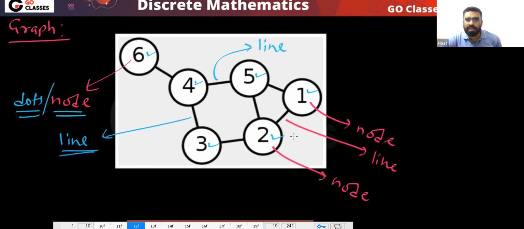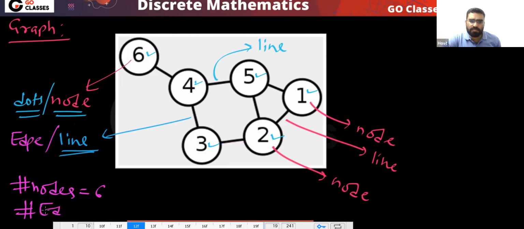Okay, so tell me how many dots we have, like how many nodes we have, the number of nodes in this graph. So total 6 nodes we have. And what is the number of lines? Another name for line is edge. This line is called an edge. So how many edges we have? Number of edges. So you can notice 1, 2, 3, 4, 5, 6, 7. Total 7 edges we have. So this is a graph in graph theory.